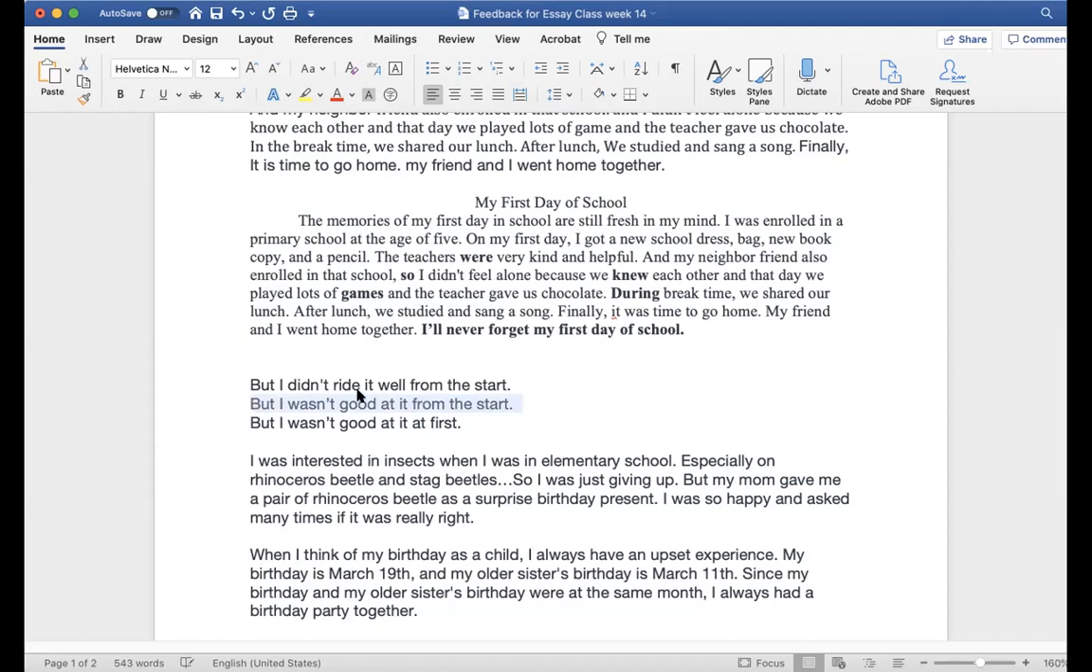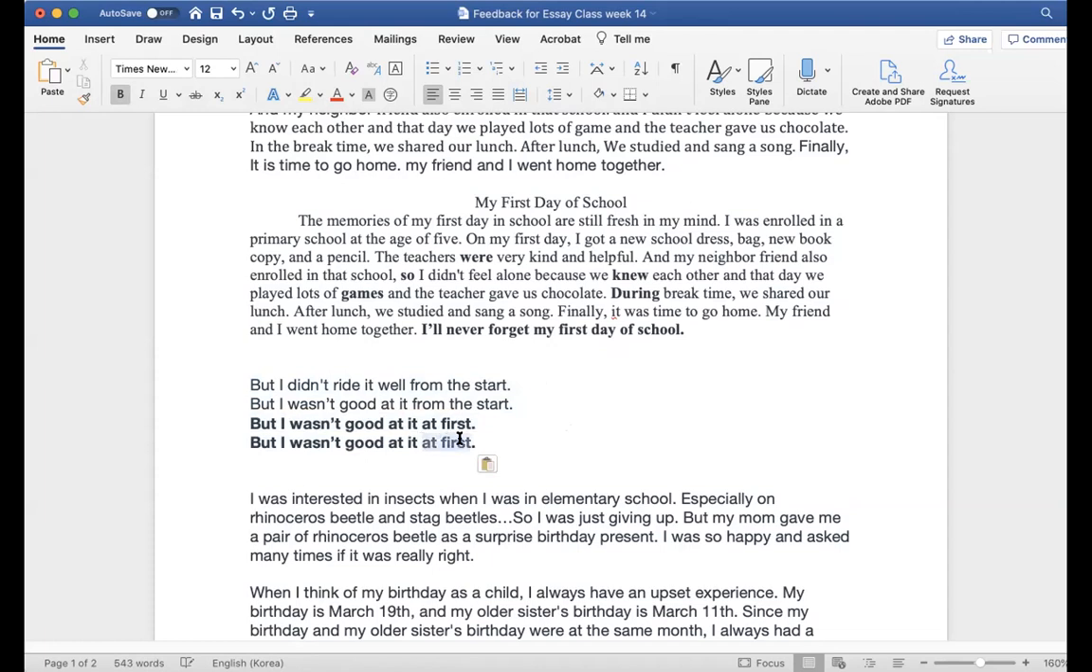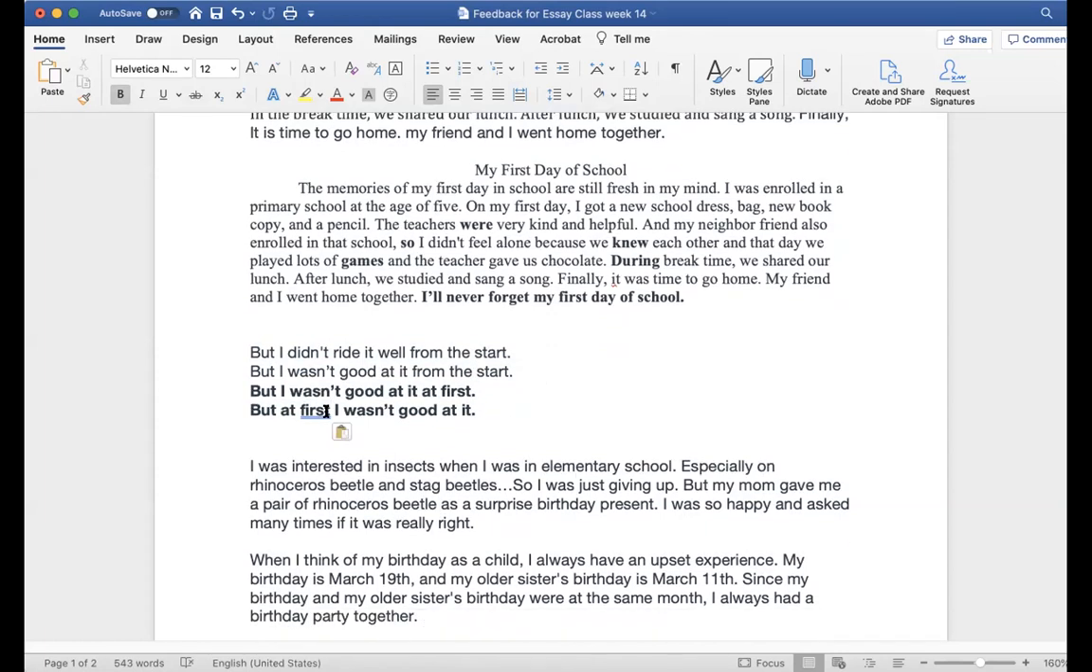This second sentence, well, these two actually, when you say from the start, that kind of means that I was not good at it when I started, and I'm still not good at it. But I think what he means here is that in the beginning I wasn't good, but then I became better. So in that case, this is what we want. But I wasn't good at it at first, or you can also move this at first. But at first I wasn't good at it. Both of those are okay. They want you to put a comma here. But at first I wasn't good at it.